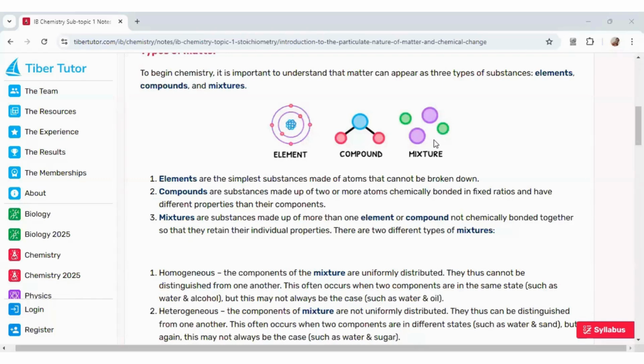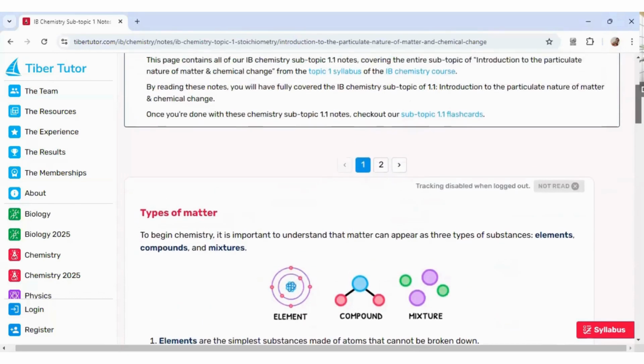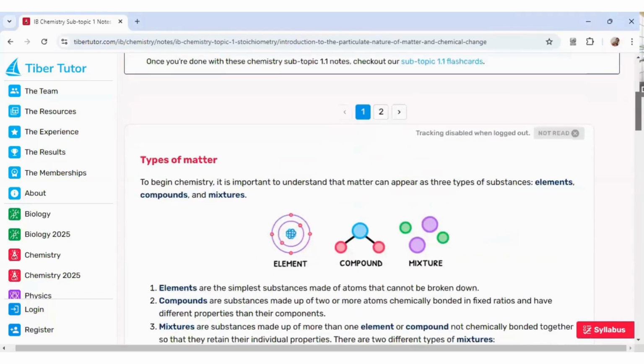We discussed the definition of matter. We discussed the states of matter. That's what they're telling you over here. So to begin chemistry, it is important to understand that matter is of three types basically: elements, compounds, and mixtures. You know this? Okay. Now tell me the difference between elements, compounds, and mixtures.